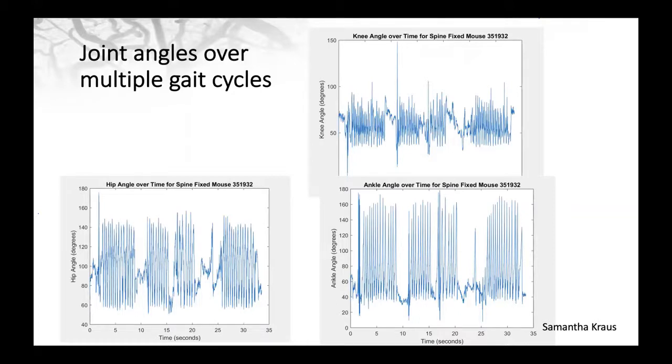So the joint angles: this is just some raw data showing the joint angles that we get from a typical running bout. From the hip, knee, and ankle, we see that over time the angles obviously change during locomotion.